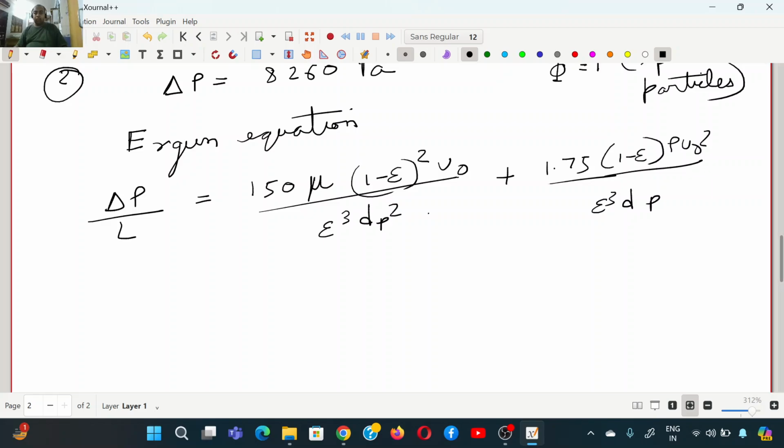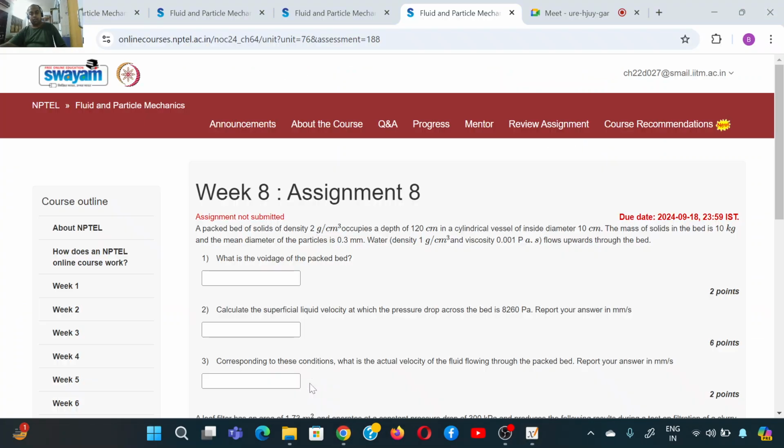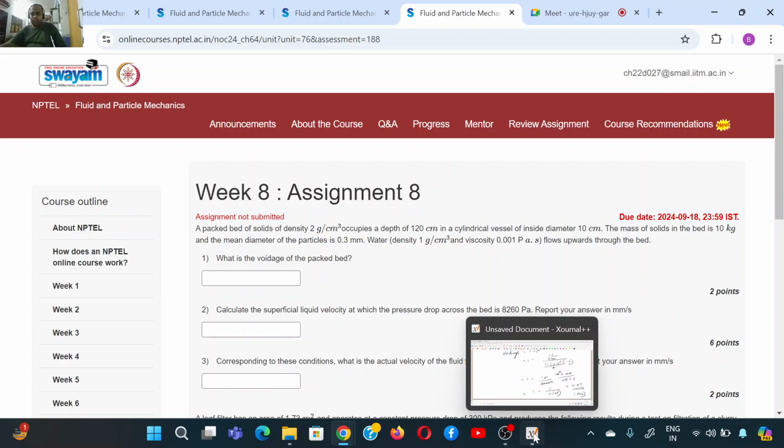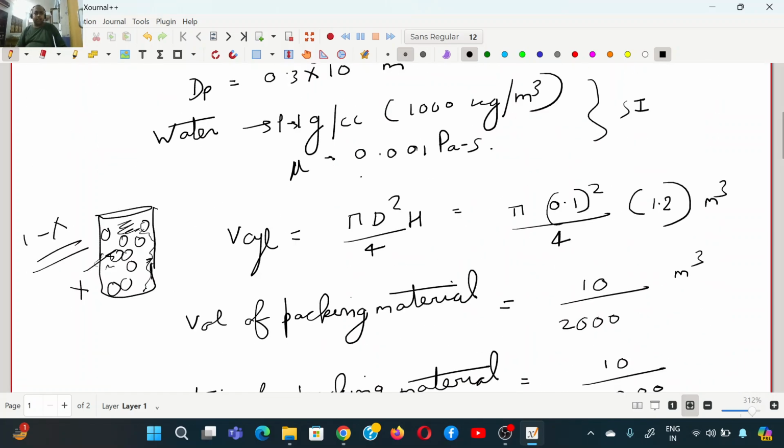Sir, one more doubt. In the first question, they mentioned the flow is upwards through the bed. Is there any special attention needed to solve the problem? It's a normal problem, sir. This is the packing and they are flowing the material through it like this.